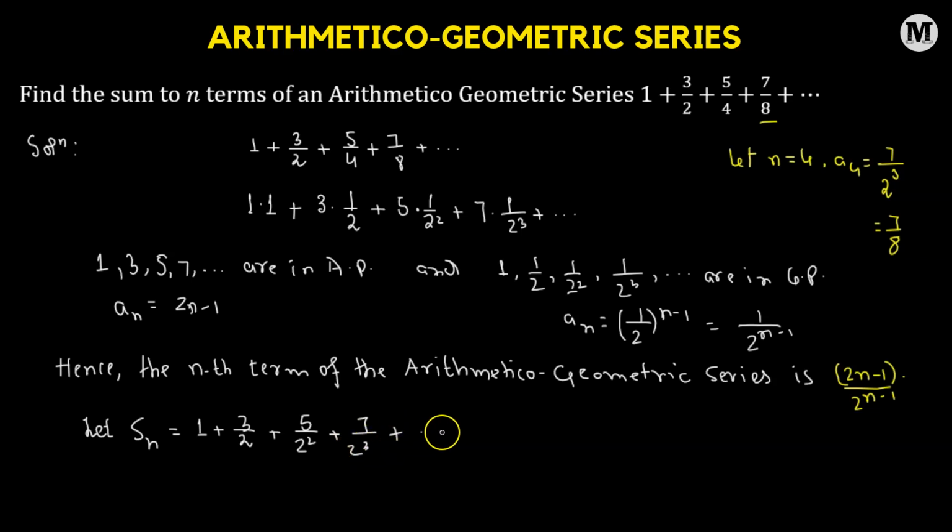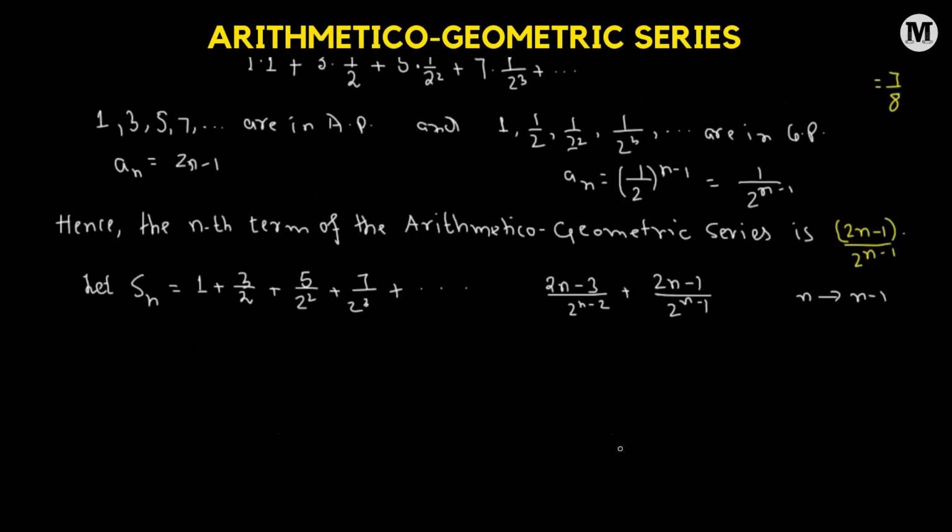This keeps on continuing until we reach the last term of the series. So that's (2n − 1) divided by 2 raised to the power of n − 1. Now what we'll do, we'll also consider the second last term of the series. To find out the second last term, all we have to do is replace n with n − 1 in the last term. When we do that, our second last term comes out to be (2n − 3) divided by 2 raised to the power of n − 2.